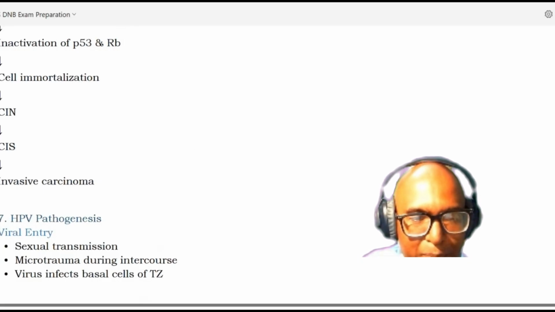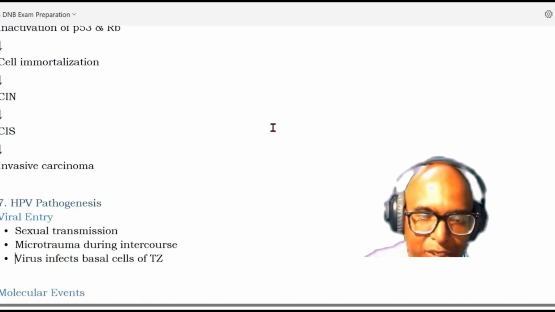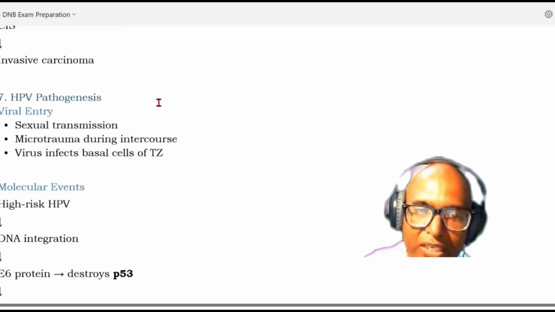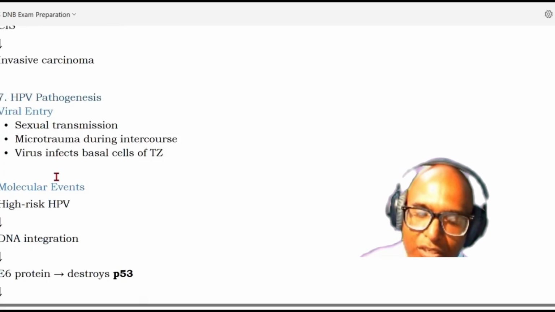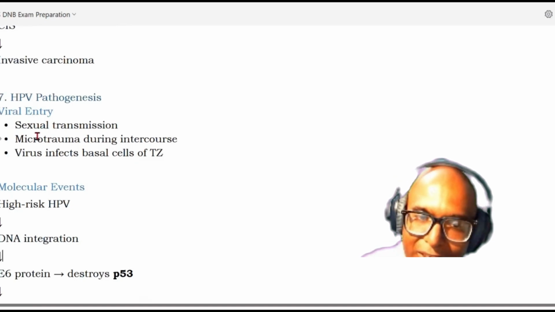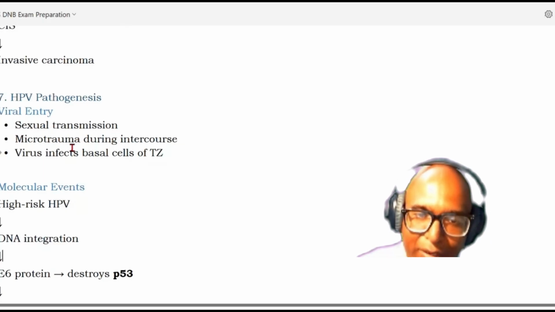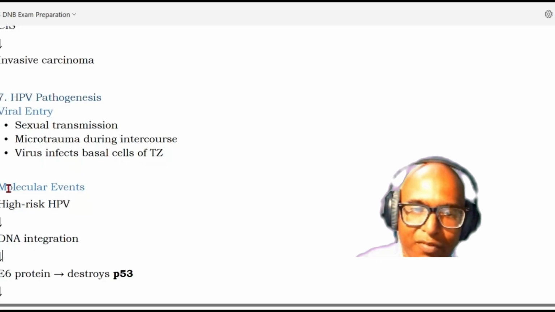Now let's talk about the HPV pathogenesis. How does this virus enter? The transmission is sexual, and it is through microtrauma during intercourse. The virus will infect the basal cells of the transformation zone. This pathogenesis also you can describe when you are asked about a short note on the transformation zone. So virus entry is through sexual transmission, there is a microtrauma during intercourse, and the virus infects the basal cells of the transformation zone.